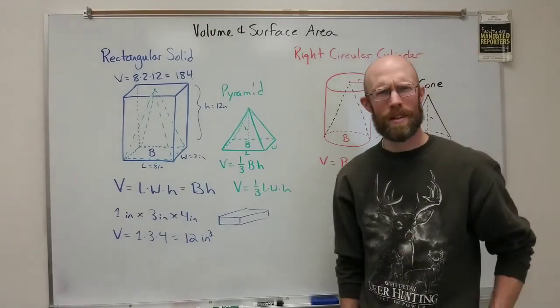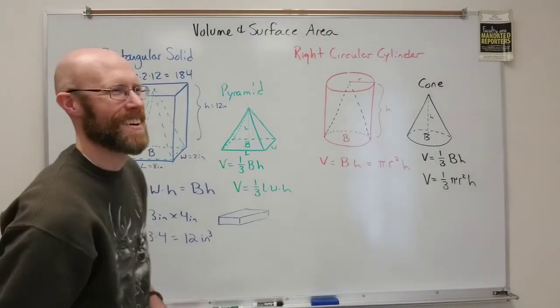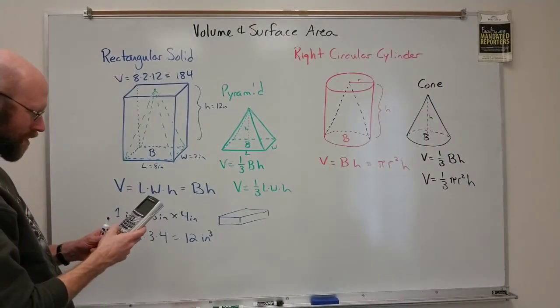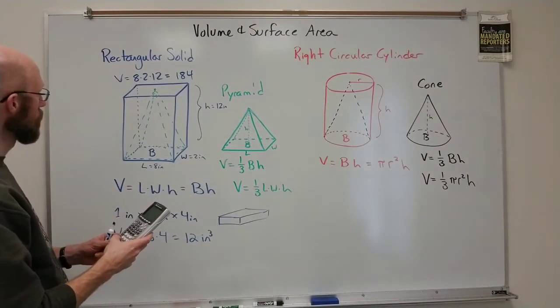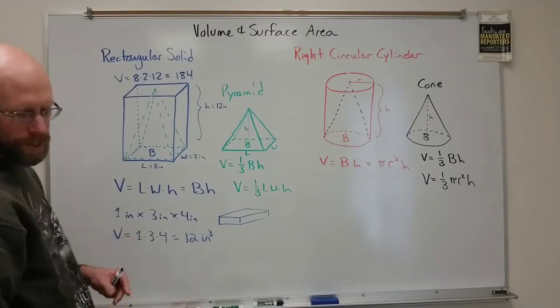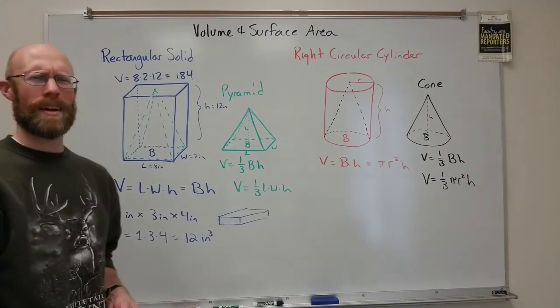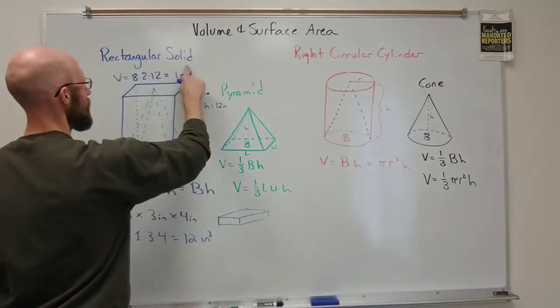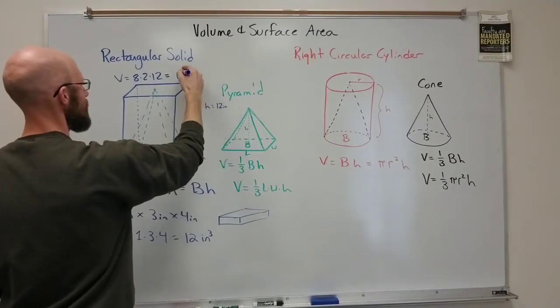I don't know, does that seem right? That seems a little bit off. Let me just double check that. 8 times 2 times, what did I say, 12? 192. How did I get 184 out of that? I'm not sure what was going on in my head there.